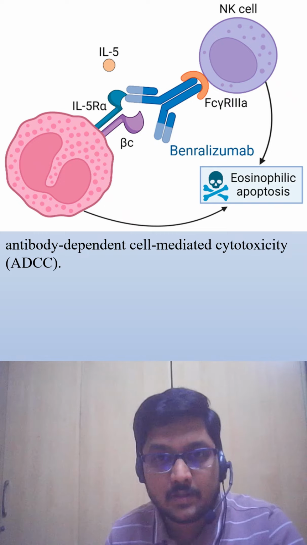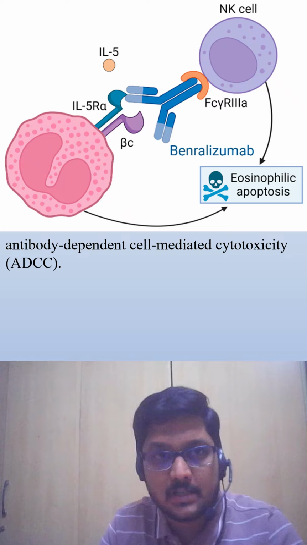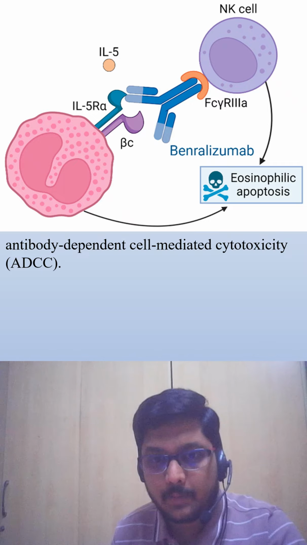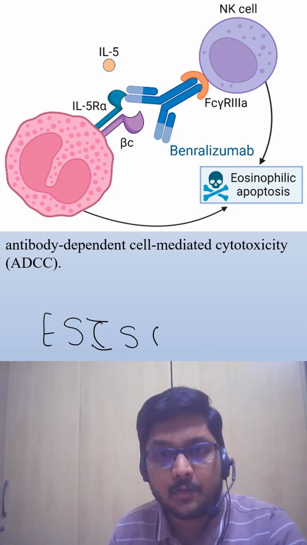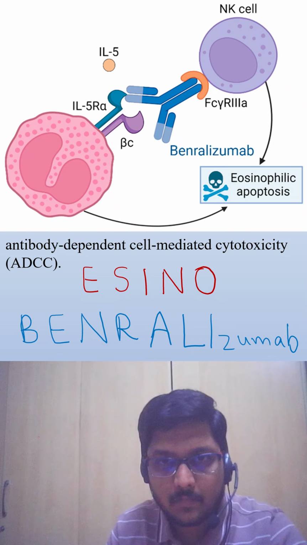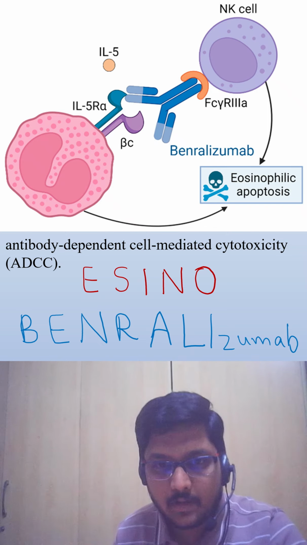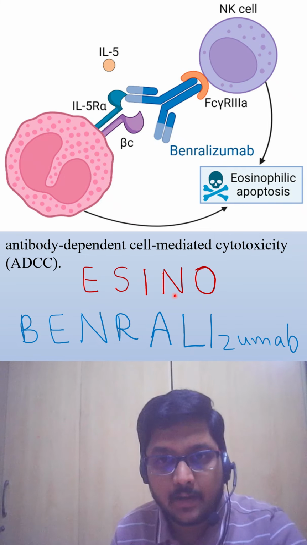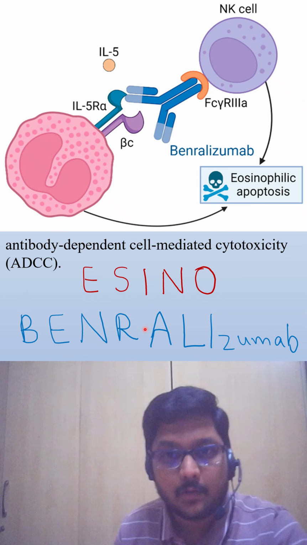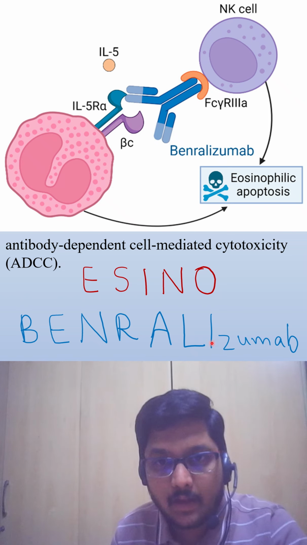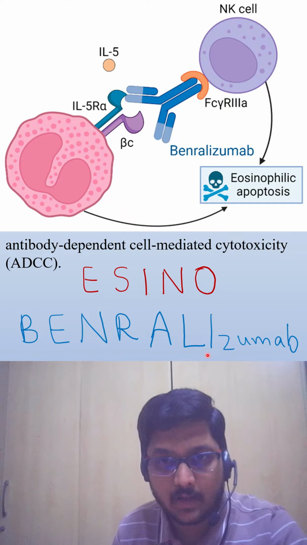So here the main challenge comes: how to remember benralizumab? Okay, benralizumab, if we see eosinophils, this eosinophil we can see here, right? Eosinophil, ESINO. As per US pronunciation, eosinophil has 5 alphabets. And in benralizumab, here we can see IL, interleukin, in reverse direction. IL, interleukin 1, 2, 3, 4, 5.